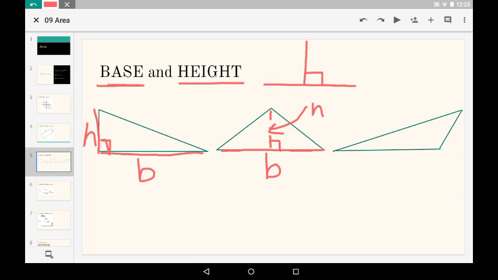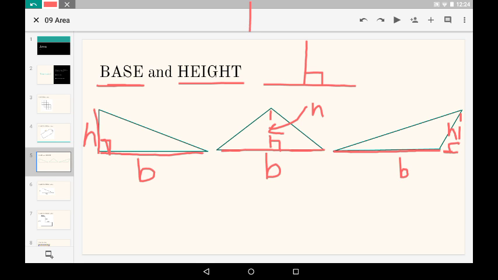If we have a triangle like this third one, if this is our base, again, there isn't a side that meets it at a right angle, so there's an imaginary line drawn from the highest point, from the tip of that triangle, down to where it would meet the base at a right angle, then that's our height, and this is our base.